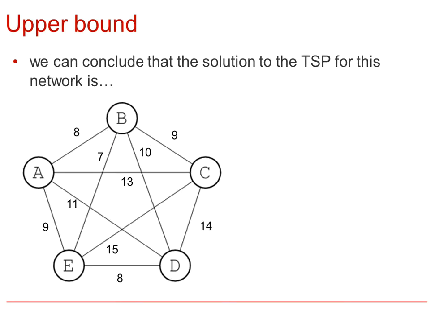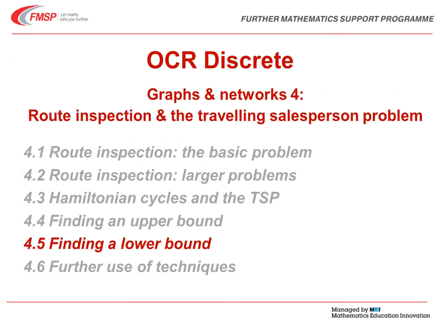So in that example, by looking for an upper bound, we can conclude that the solution to the travelling salesperson problem for this network is simply that the optimal solution will be less than or equal to that least upper bound of value 48. In the next video, we will look at a method to find a lower bound.